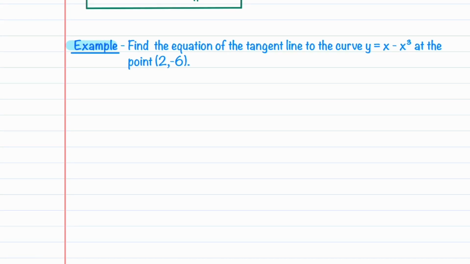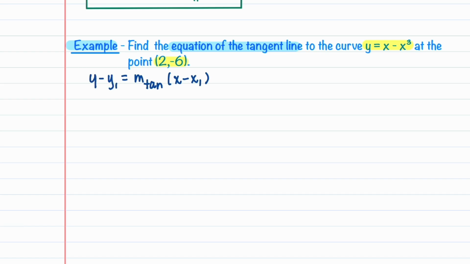In this example, we are going to find the equation of the tangent line to the curve y is equal to x minus x cubed at the point 2, minus 6. Let's begin by writing down the formula for the equation of our tangent line. That is y minus y1 is equal to the slope of our tangent line times x minus x1.